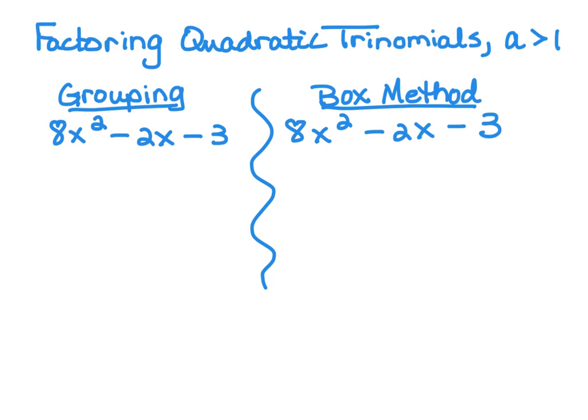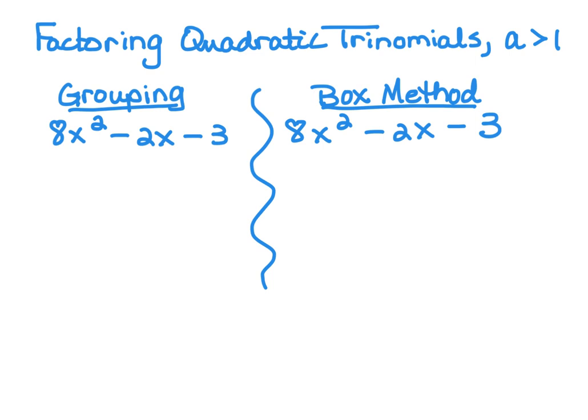So this is a quick video to talk through the differences between factoring a quadratic trinomial using what's called grouping, or factoring the same exact quadratic trinomial using the box method. And we're specifically looking now at the trinomials that have that leading coefficient that we call a, where a is going to be greater than 1.